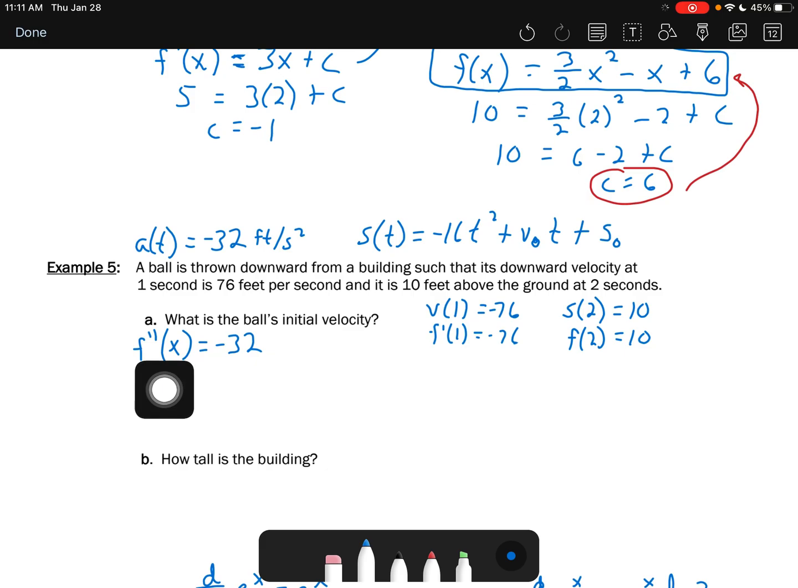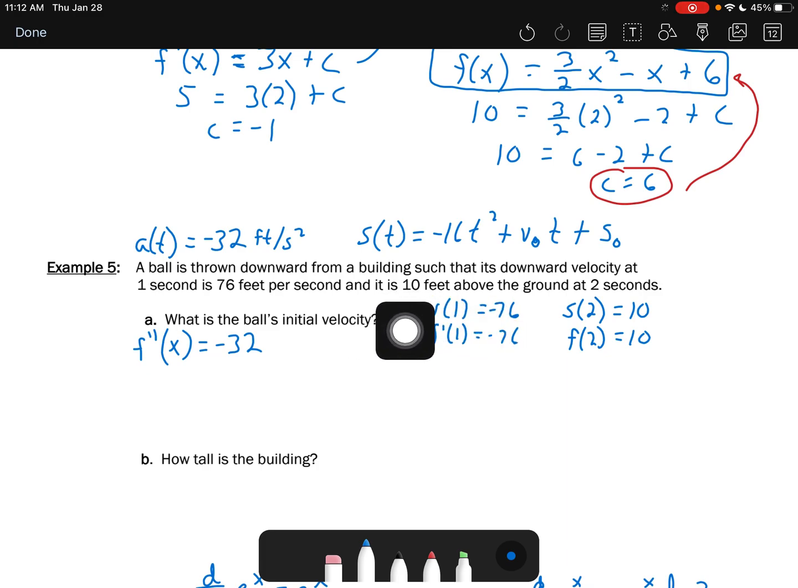So I'm going to start with this second derivative. For velocity, they give us some information here. It says a ball is thrown downward from a building so that the downward velocity at 1 second is 76 feet per second. So what I'm saying there is that velocity at time 1 second is negative 76, and I'm putting negative because it's going downward. With vectors, it's important to put the correct sign there. Since velocity is the first derivative of our original position function, I'm going to call that f prime of 1 is negative 76.